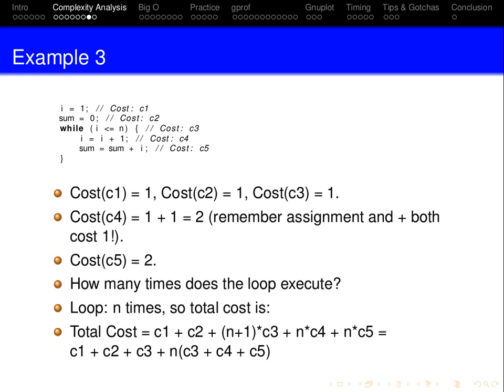Oh, sorry. Cost of C5. How did you get 2? I equals 1. Oh, you have one addition, one assignment. Now, we don't care that it may have cost 2 to get I or something. Just to do the addition cost 1, do the assignment cost 1. Okay. Good question. Any others?